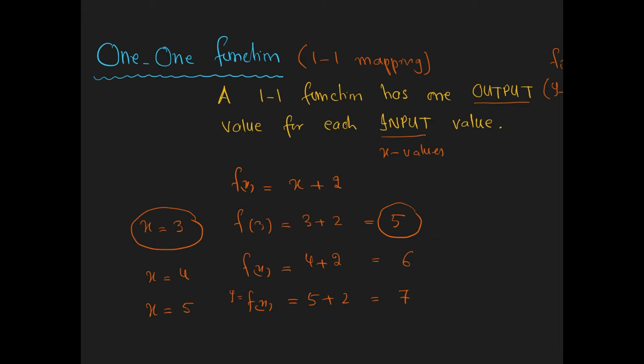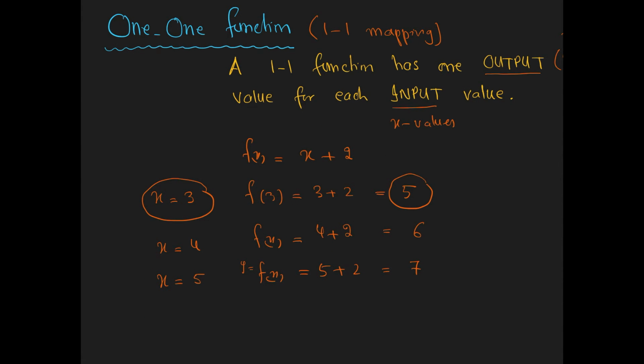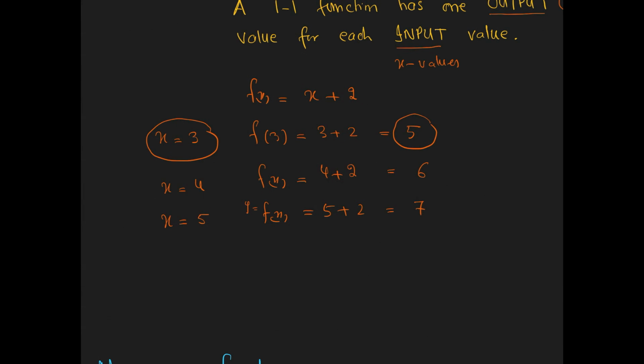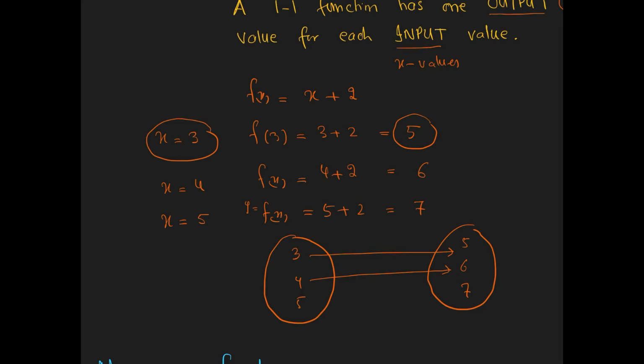We can also display a one-one function or one-one mapping in the form of sets. For example, these are the x values, which are 3, 4, and 5, and these are the corresponding y values, which are 5, 6, and 7, and you can see that each value exactly maps onto one single value.